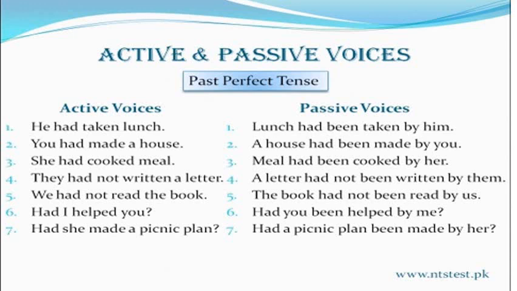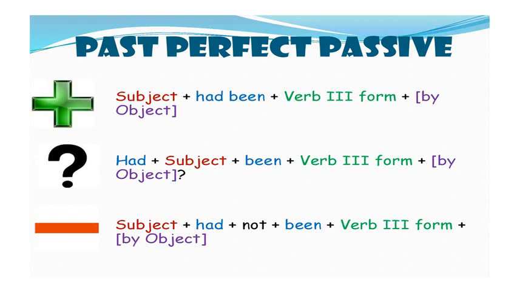Look at example number 6. Had I helped you? Had you been helped by me? Had she made a picnic plan? Had a picnic plan been made by her? Look, the passive question has the subject, which is the object, plus been plus the past participle.